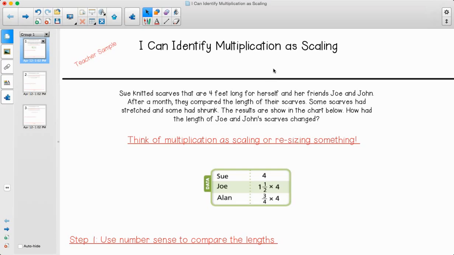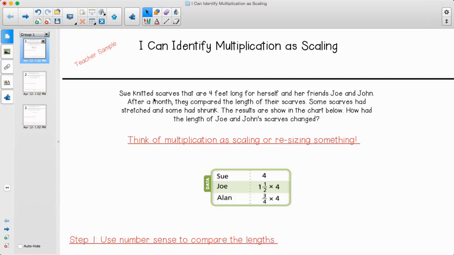Basically, you want to think of scaling or multiplication as scaling as resizing something. So making something bigger, making something smaller based on what you know about the numbers in the problem. So let's go through this together and I'll explain a little bit about what I mean.